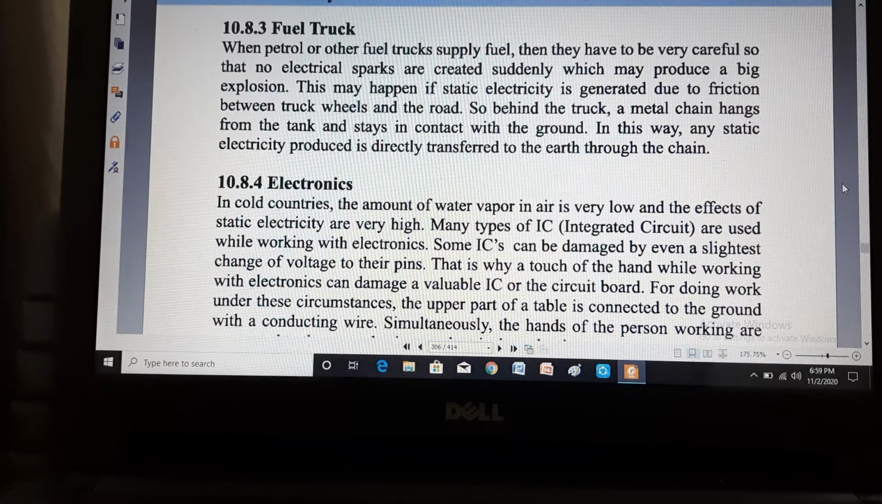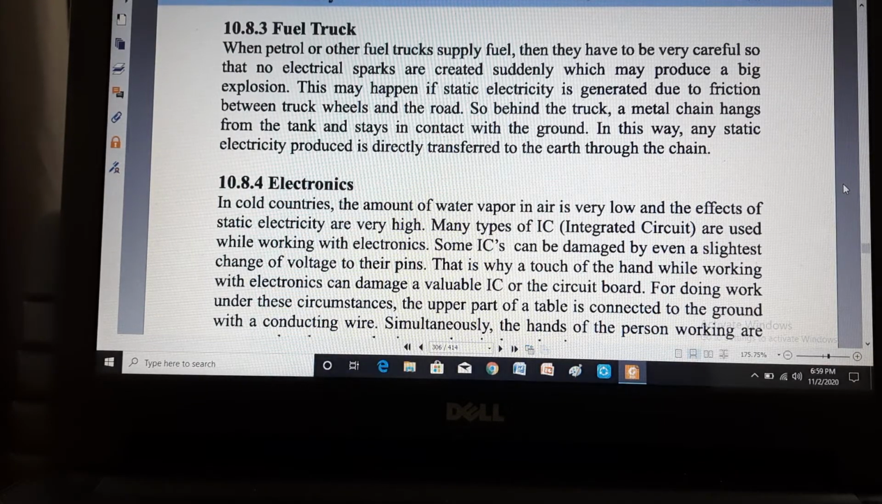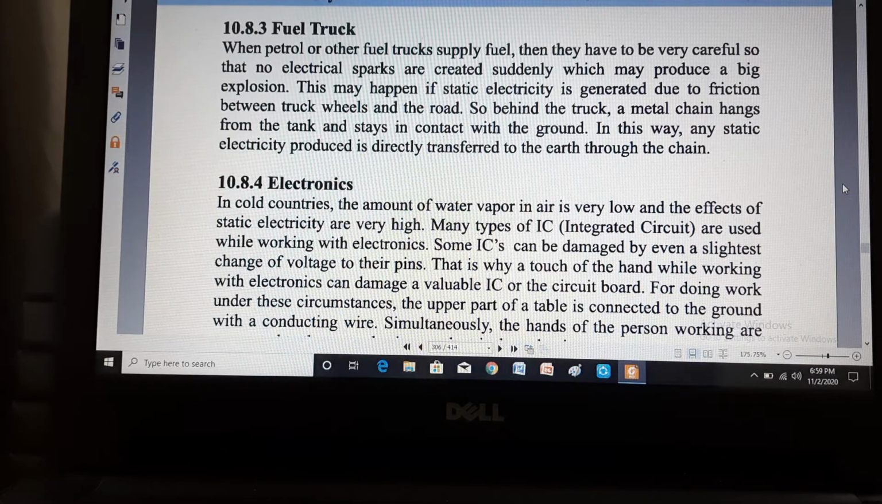Another use of static electricity is in the fuel truck. All of you know the fuel truck. By using a fuel truck, we transfer fuel from one place to another. And if you see a fuel truck, you can see a metallic chain is attached to the ground. The metallic chain is touching the ground. The question is why? This is a very important comprehension based question.